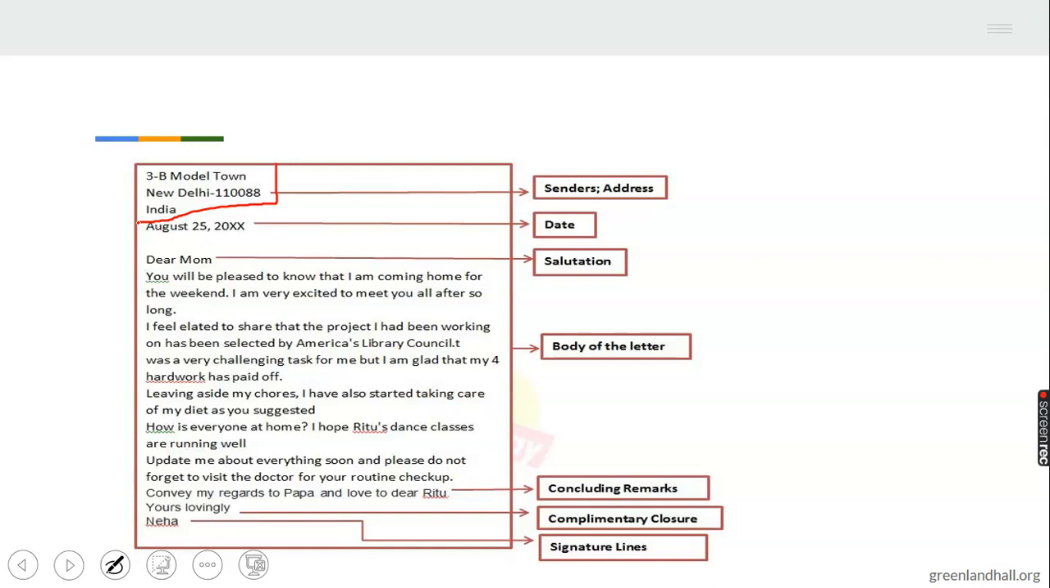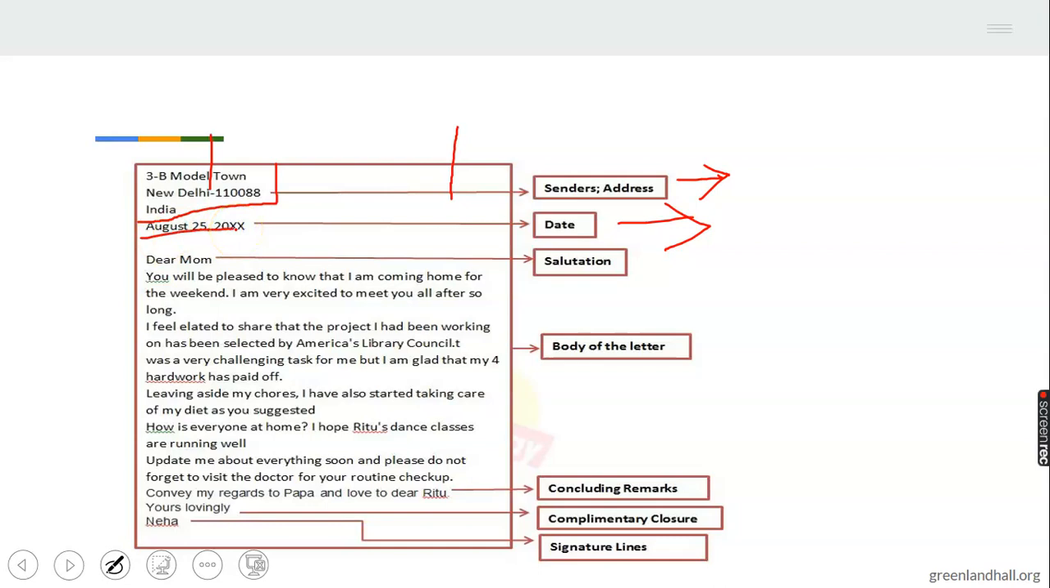Okay, so this is the address of the person who is writing. It is called the sender's address. The sender's address, the person who is sending the letter. Either you write it here or you write it on the side. So your address must be there because you are the sender. Then we have the date. You can see there must be sender's address, then there must be date.